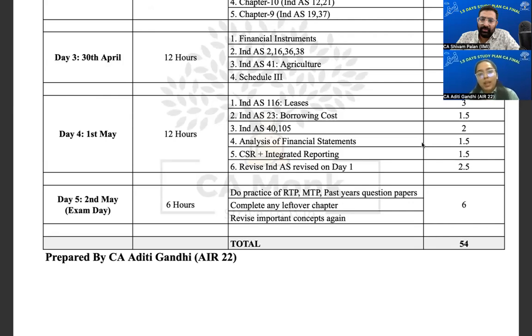And what may happen, like on day one you have studied consolidation, business combination, you may have forgotten that. So you have 2-3 hours on day 4, and then you have exam day. You just have to revise if you think that anything is important, or I don't remember it, or if something is left, you can have a look at the MTP, RTP. You have looked at the marked questions. All you can do is that now. This is the plan which I have prepared.